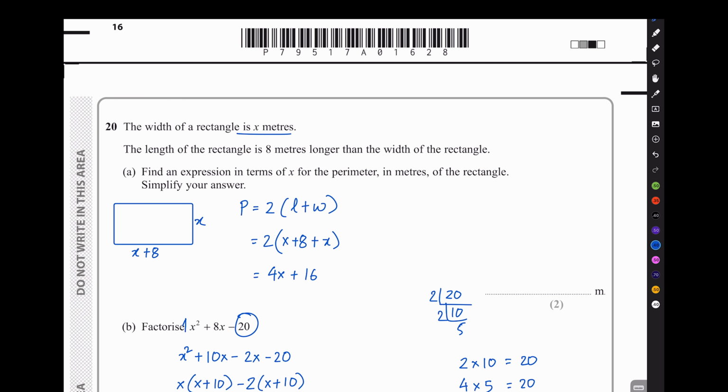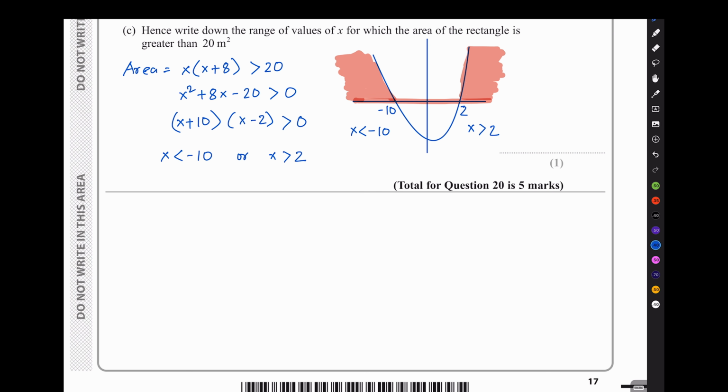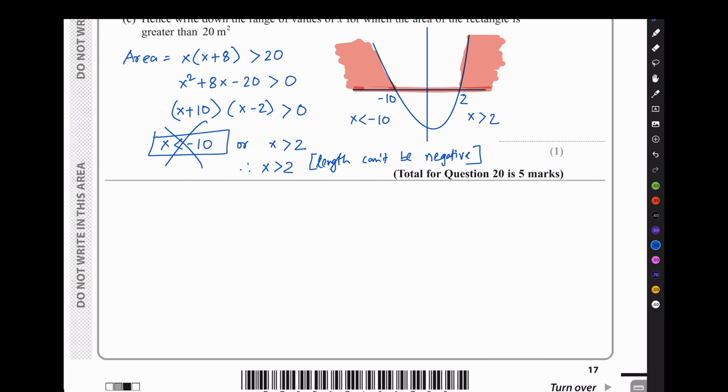But x is a length, and lengths cannot be negative, so we have to discard this portion of the answer. Therefore my final answer is x greater than 2, since length can't be negative. That's the only explanation.